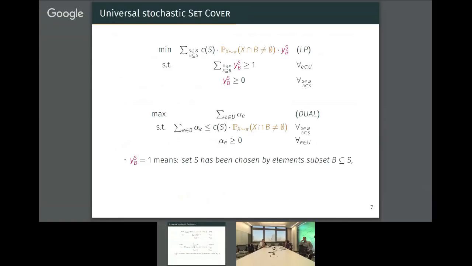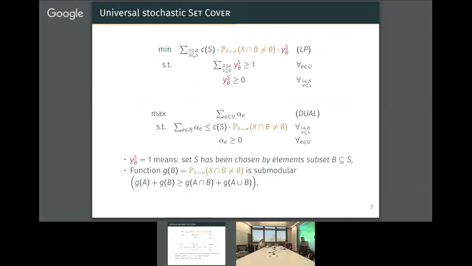So in order to solve the dual LP, we need to provide it with a separation oracle. So for the vector of alphas, we need to check if all these inequalities hold. And the number of inequalities is exponential because there is a quantifier over all subsets B of S. But since this function G, defined as follows, is submodular, then this function at the bottom is also submodular.